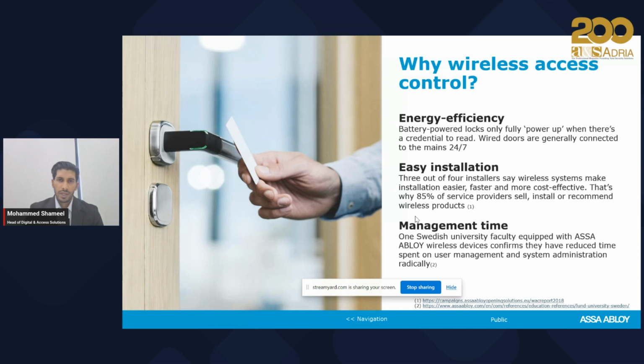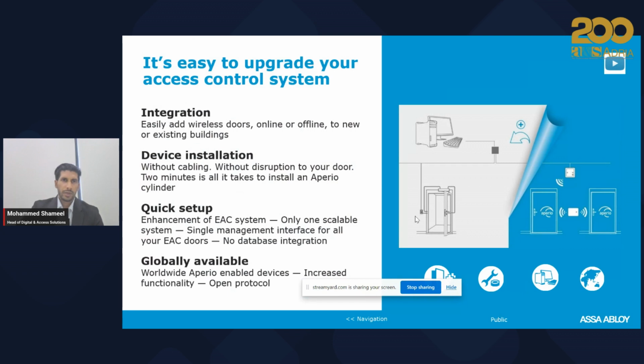Easy installation: ABLOY is a retrofittable solution, so you could have the handle replaced on the door to simply turn a regular door into an access control door. So we are talking about minimum installation and retrofittability here. In terms of management time as well, from the end user perspective, they don't have to manage two different systems. Everything can be controlled and monitored from a single platform. It's also a best way to upgrade the access control system if the customer already has an existing system.